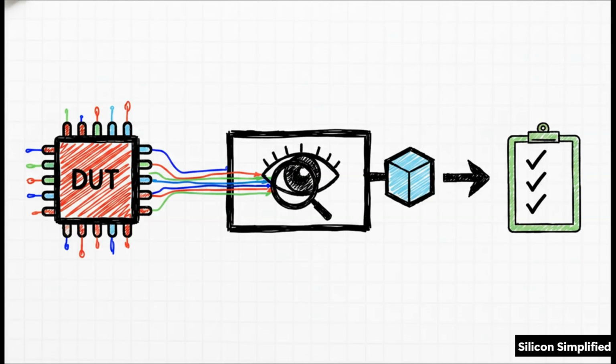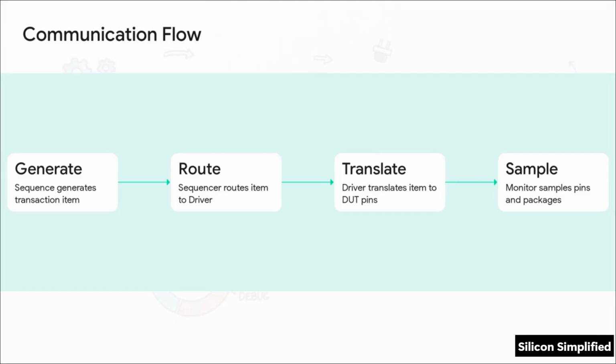It only samples them. Once it reconstructs those physical pin wiggles back into a clean transaction object, it broadcasts that object out via an analysis port to the other components, like your coverage collectors or scoreboards. So if we follow a single data packet's journey, we can see exactly how this communication flow operates seamlessly down to the pins and right back up again.